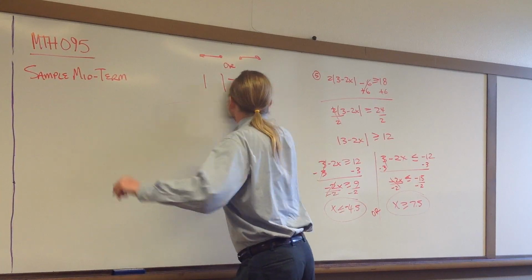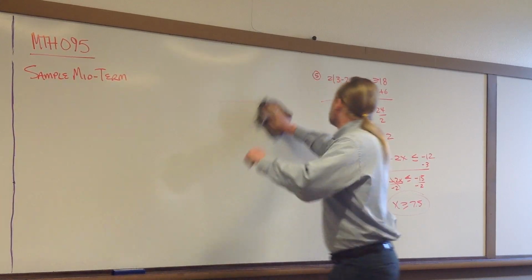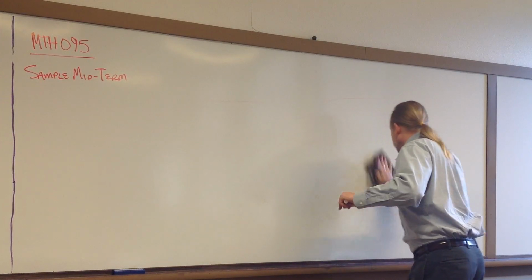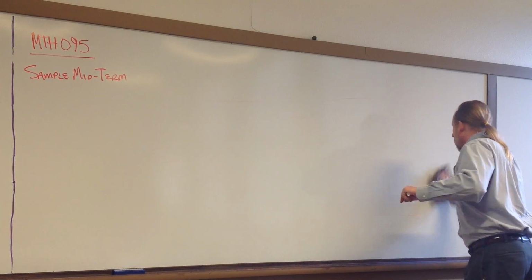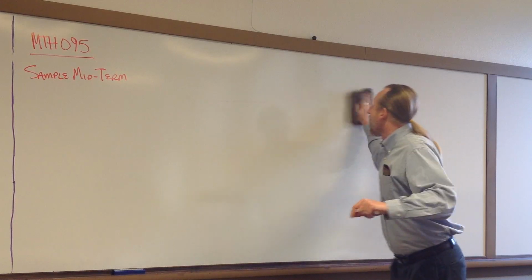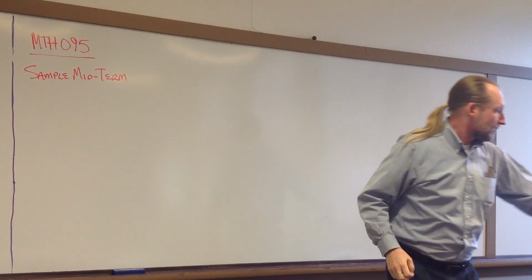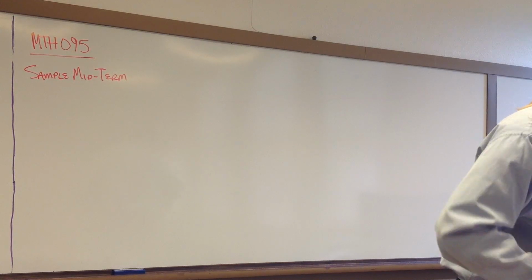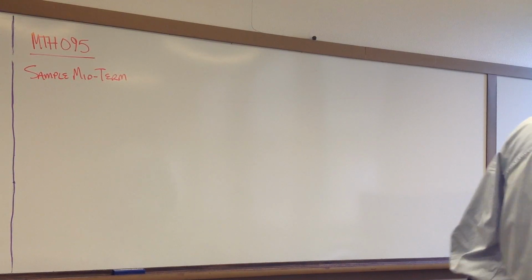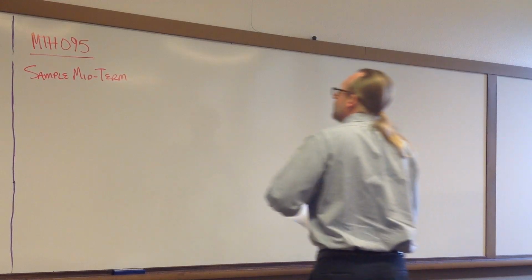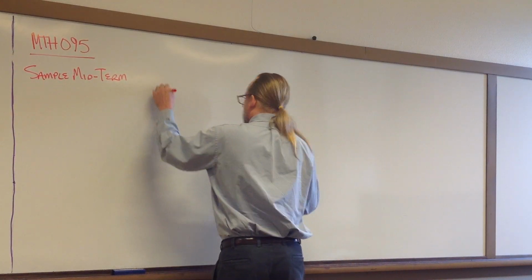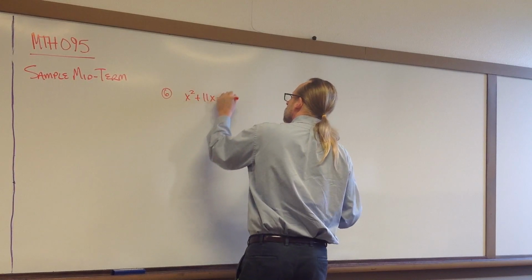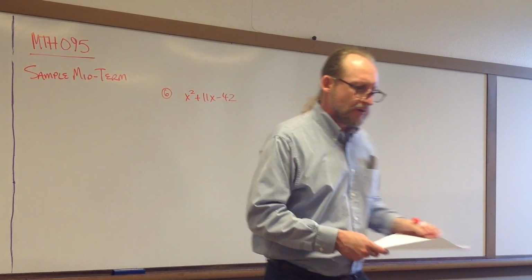So that's problem 5. Now I think we're going to get into the factoring problems. Let's take a look at those. Problem 6 is pretty straightforward. Trinomial factoring. x squared plus 11x minus 42.